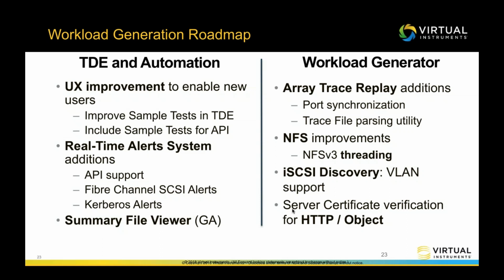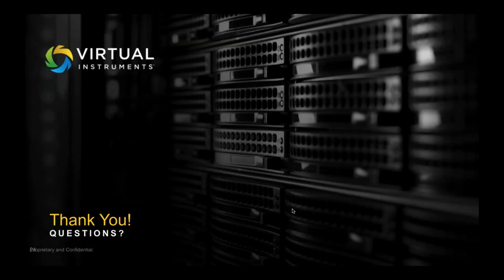For iSCSI discovery, which was introduced in 6.0, no, sorry, 5.8 service, actually, I believe, we're going to add VLAN support for it in the next release. And also the server certificate verification, which we introduced in 6.0, we're going to continue to expand on and improve, adding some additional capabilities there. So in short, that is the product update for 6.0, as well as a quick high-level look at some of the things that we're working on in this upcoming release.